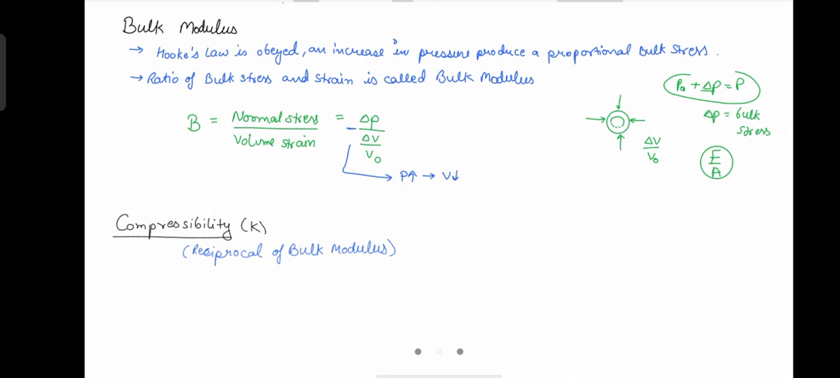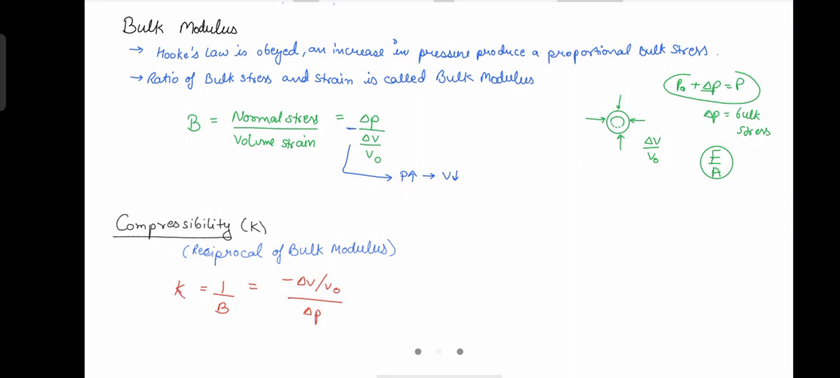Now what is compressibility? A new thing comes over here. It was not in Young's modulus, it was not in the shear modulus. This is a very simple thing. If you reciprocate this bulk modulus, 1 by B, you can write it as negative del V upon V naught upon del P, and this is called the compressibility.